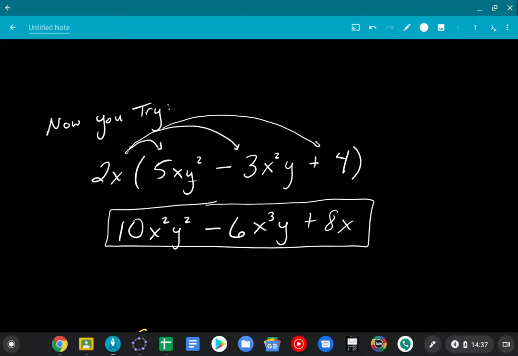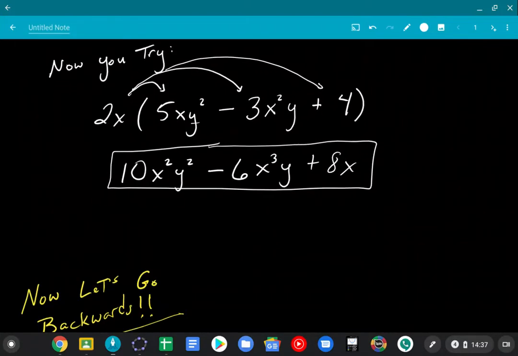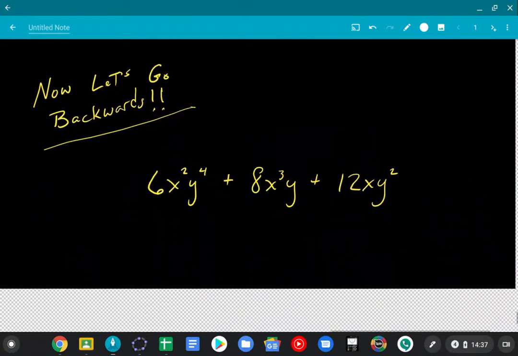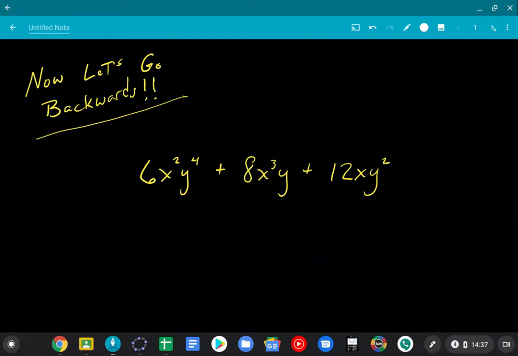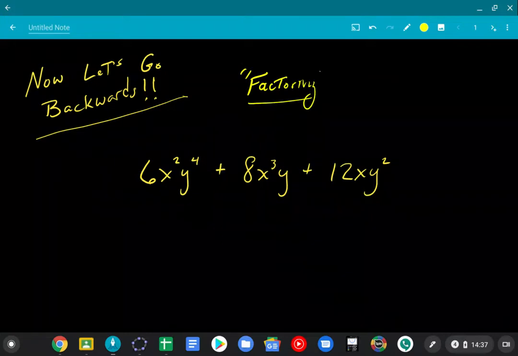Great. All right, now what happens if I want to go backwards? Uh-oh, I'm going to go backwards. What this is called is undistribution. No, kidding. It's called factoring. Factoring, although I prefer undistribution.